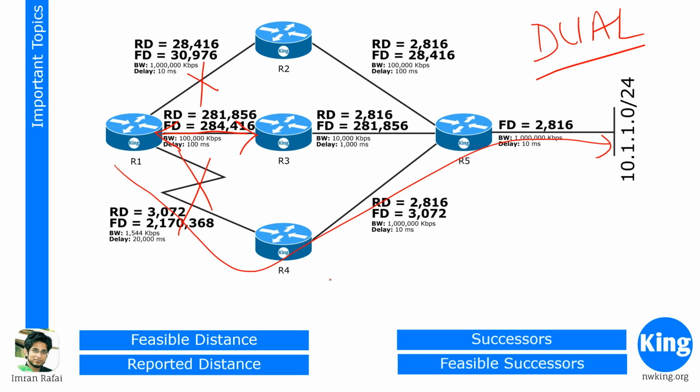So even if your successor or feasible successor fails, EIGRP converges quite fast. Maybe 3 seconds, 4 seconds, 5 seconds, 10 seconds, whatever time it takes for the active neighbor to reply. As soon as the active neighbor replies, it puts that route on the routing table, and we are back doing business as usual. So these are the 4 critical terms in EIGRP: feasible distance, reported distance, successor, and feasible successor. I hope this made sense. If not, watch it again. I'm sure it would make sense how the successors and feasible successors are found.